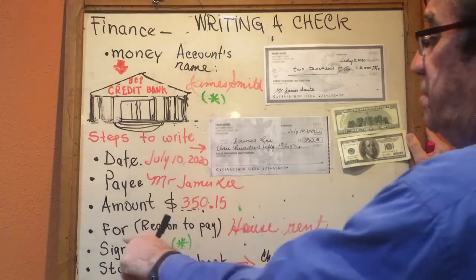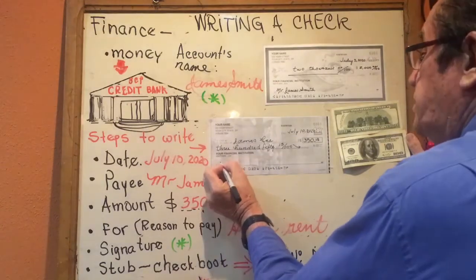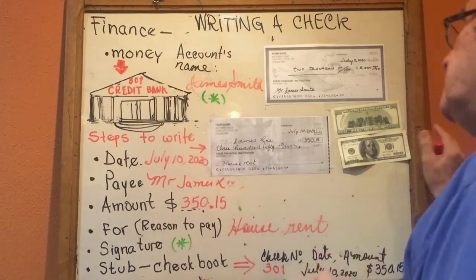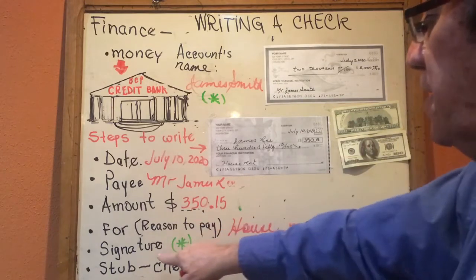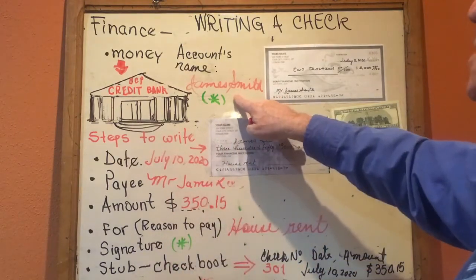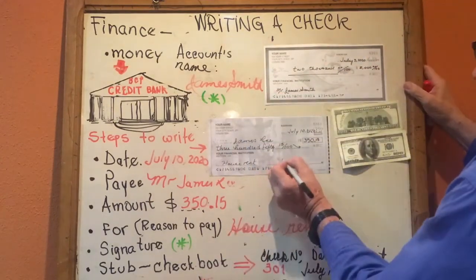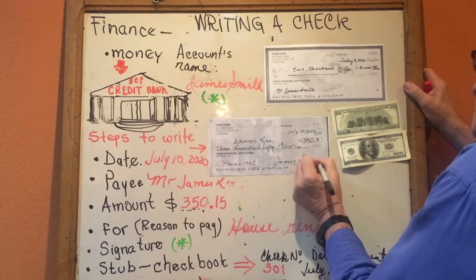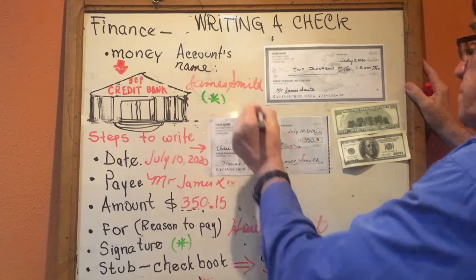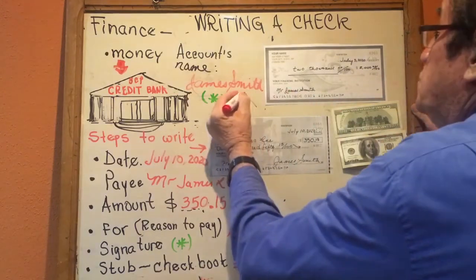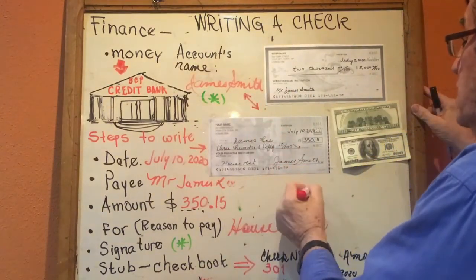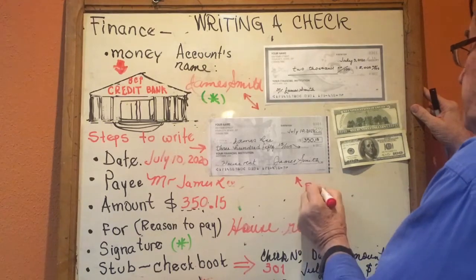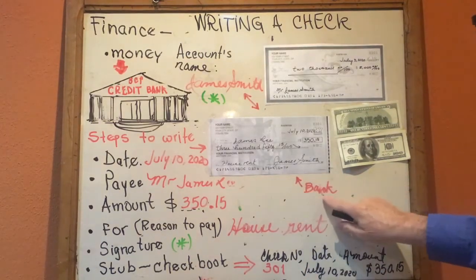Okay, I have to pay for what reason? In this case, it's house rent. I am paying my house rent. But I have to sign. And the signature should be the same as Mr. James Smith, the same way. So I will write my signature like this. James Smith. Okay, this is very important because these signatures should be the same as the bank has, okay? The bank has this signature and they need to compare it so that they can pay to the right person.